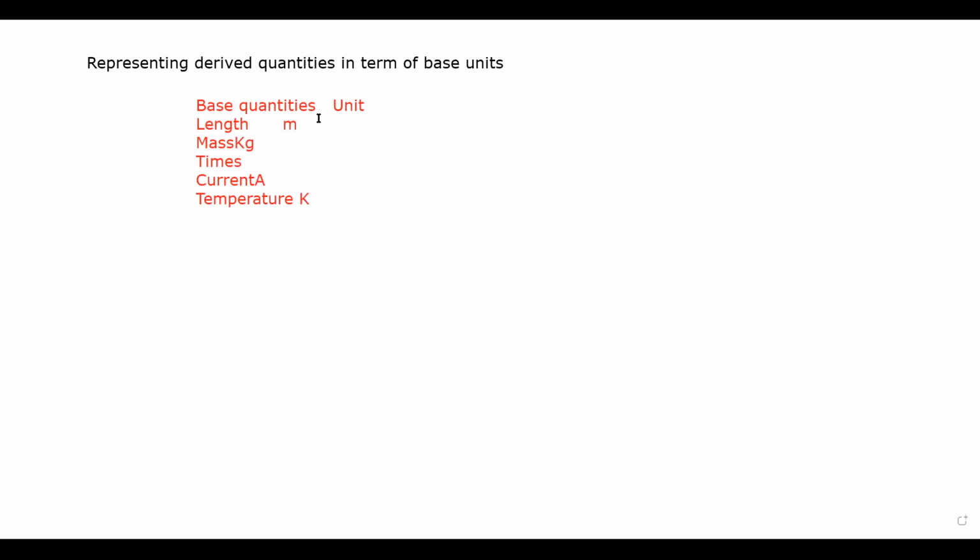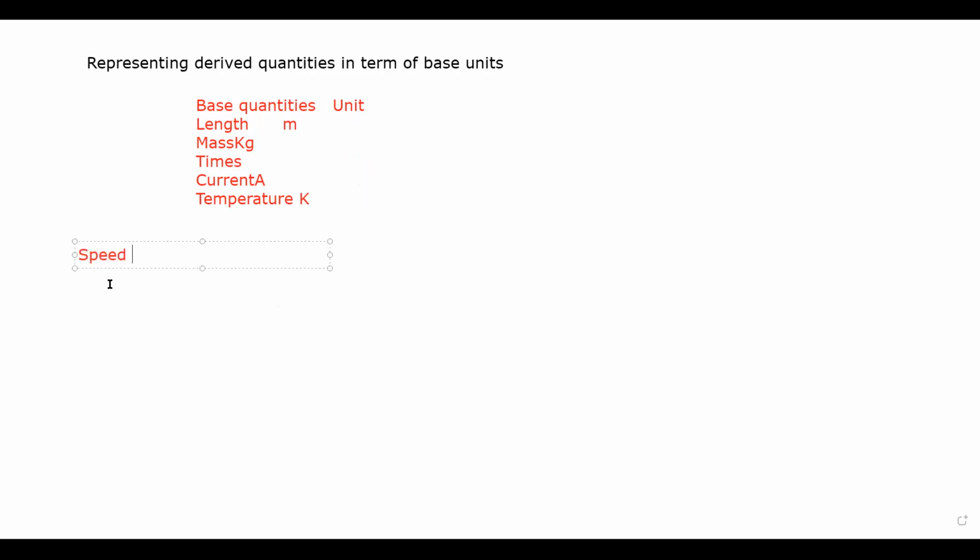So these are basically the base quantities with their units. Now, what we have to do, we have to represent the derived quantity in terms of base unit. So, example, if I say speed.